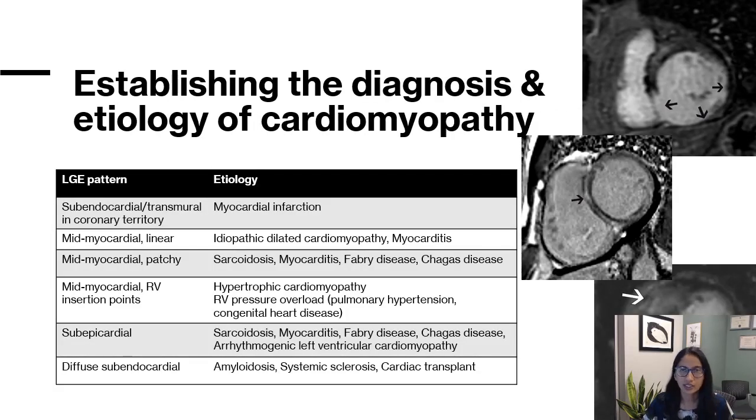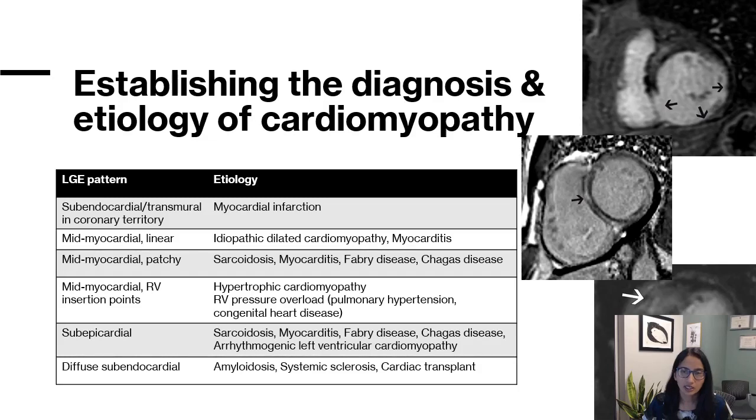Establishing the diagnosis and etiology of cardiomyopathy. Various LGE patterns are described and these are associated with specific etiologies. For example, subendocardial or transmural LGE conforming to a vascular or coronary territory would be indicative of myocardial infarction as seen in this first imaging example.